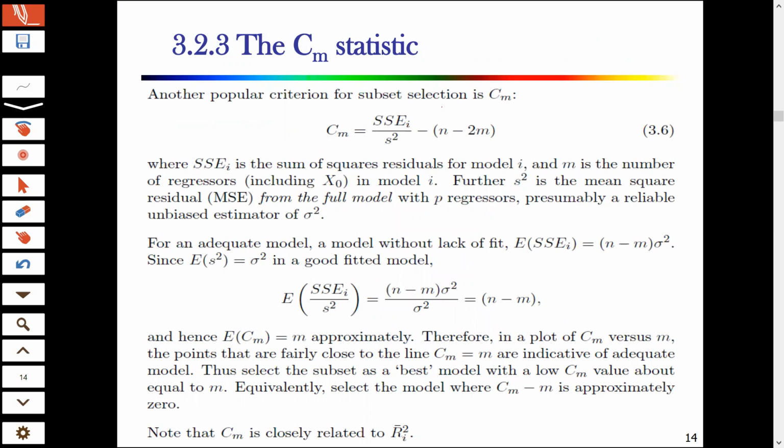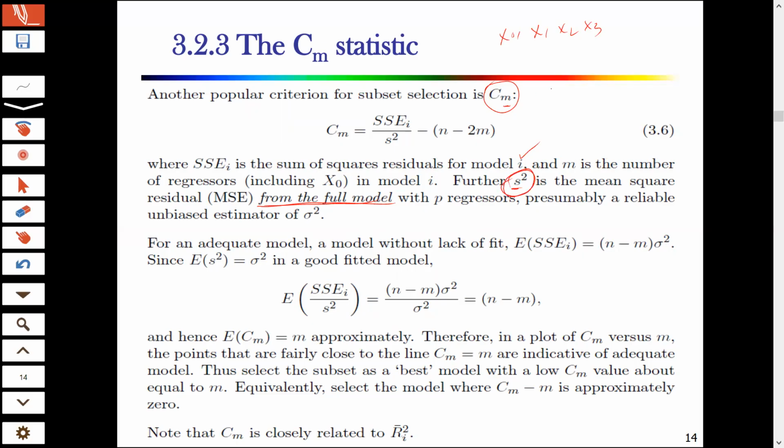Another particular criterion is called Cp. m is the number of regressors, and here the Cp definition is SSE_i divided by s square. SSE_i is the sum of squares of residual for model i, and m is the number of regressors including x0 in the model, and s square is the mean square error from the full model. So let's say in the previous example the full model is x1, x2, x3, basically x0 as well.